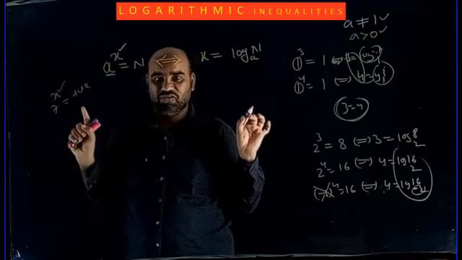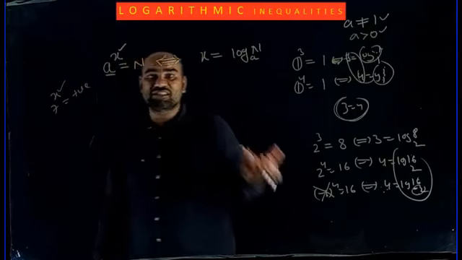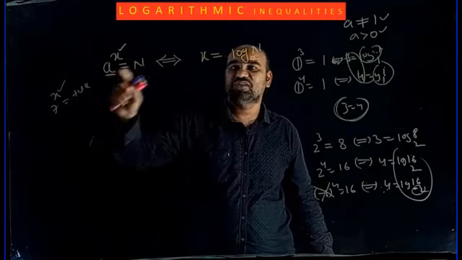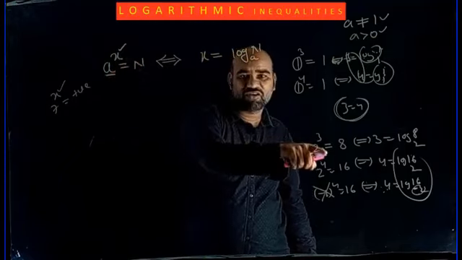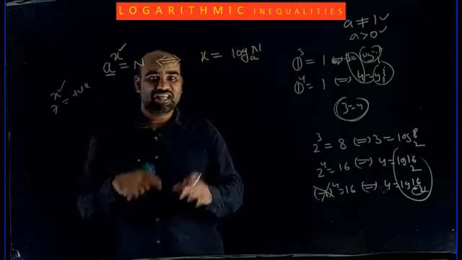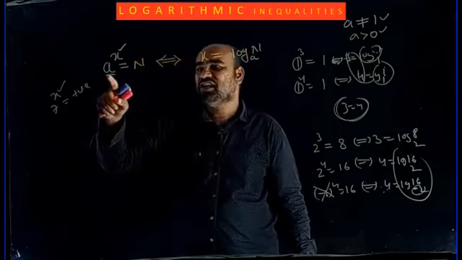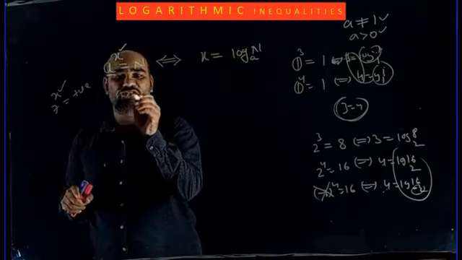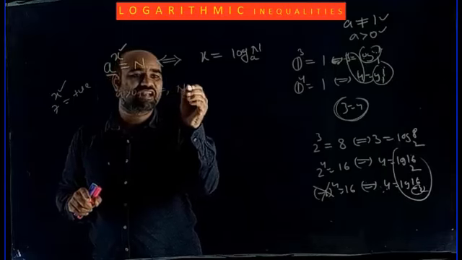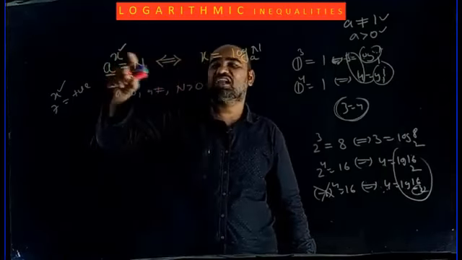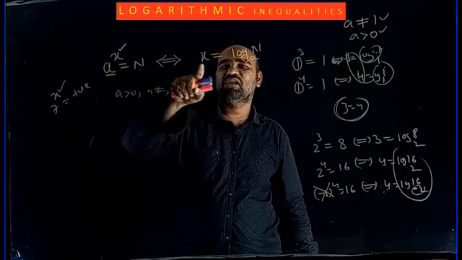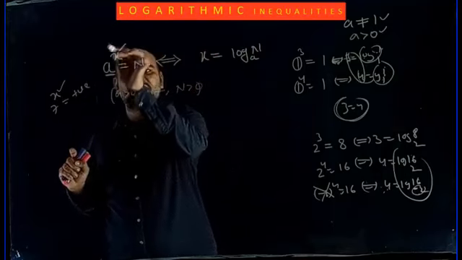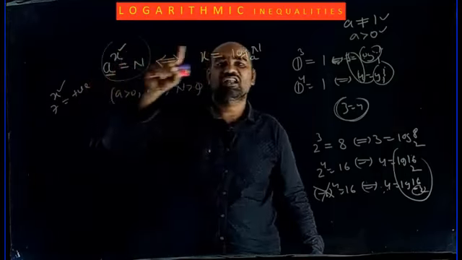Final conclusion. Initially, the definition was: any equation of the form a power x equal to n, then x is called the logarithm of n to the base a. But after getting these types of results, mathematicians redefined the definition: any equation of the form a power x equal to n, where a greater than 0 and a not equal to 1 and n greater than 0, then x is called the logarithm of n to the base a. This can be symbolically written as x equal log n to the base a. Under these conditions only, x is called the logarithm of n to the base a.